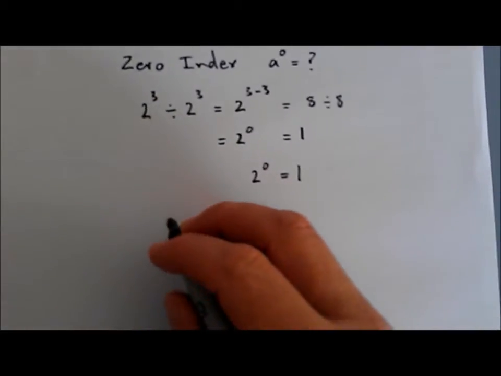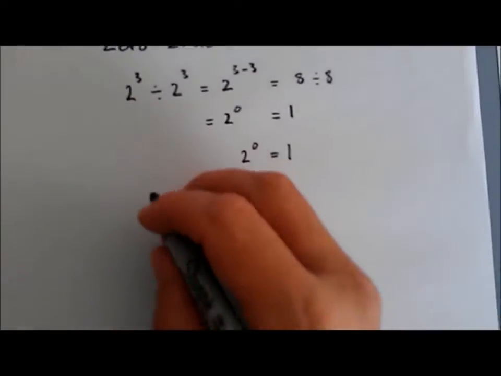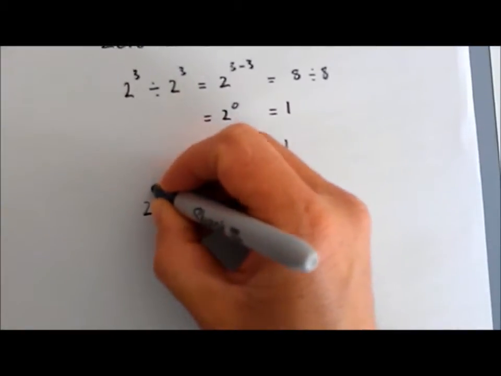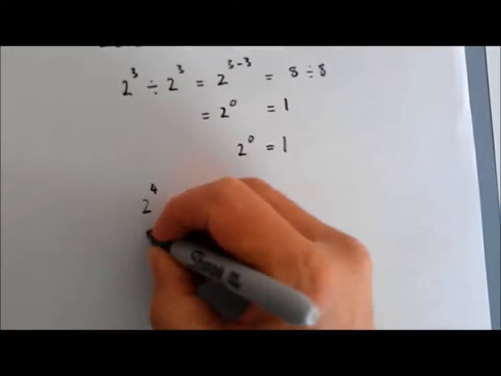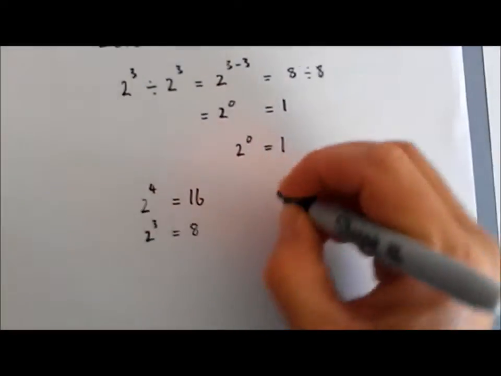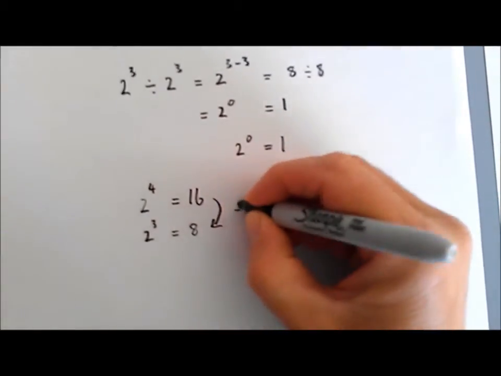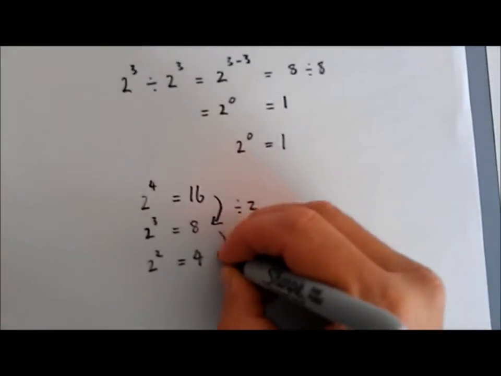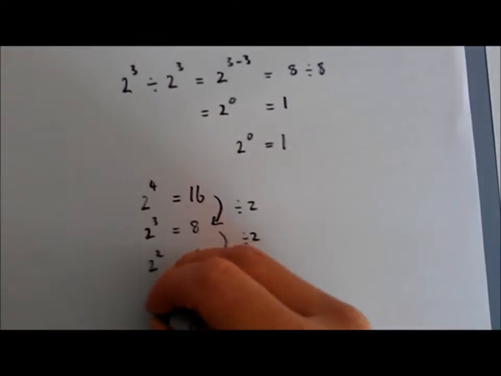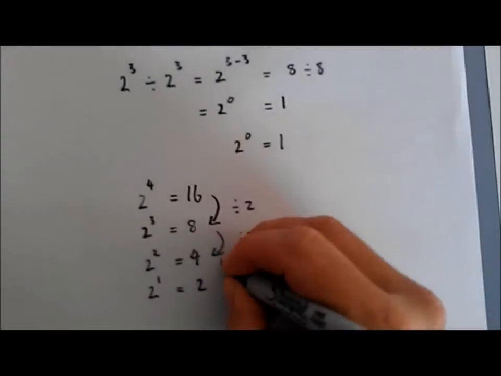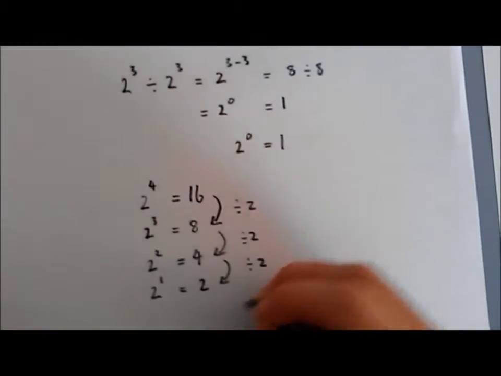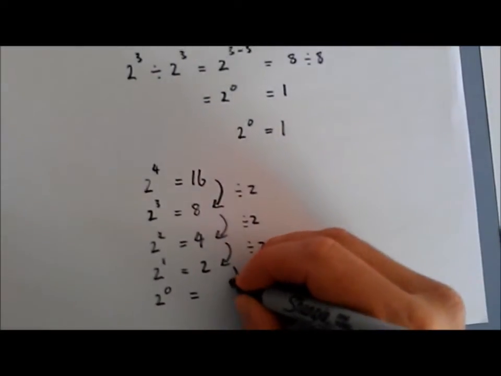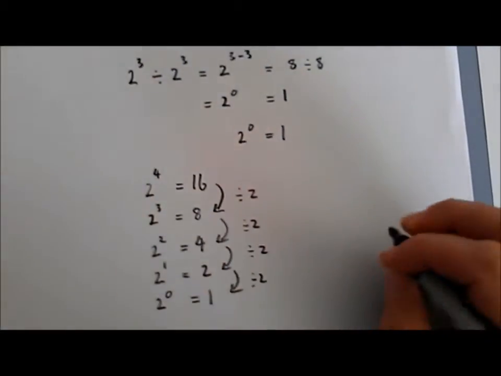I'll look at it another way, by generating a pattern. I'll start off by keeping the powers of 2 here. I know that 2 to the 4 is equal to 16. 2 cubed is equal to 8, and to go from here to here, really I'm dividing by 2. So 2 squared is equal to 4, another division by 2. 2 to the 1 is simply 2, another division by 2, and finally 2 to the 0 is 2 divided by 2, which is equal to 1.